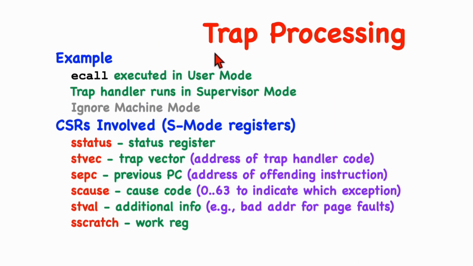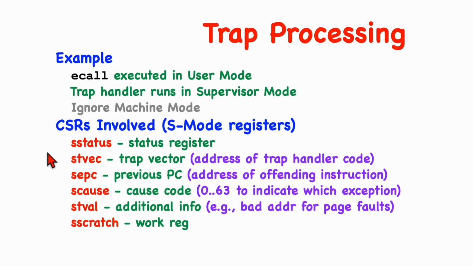In order to describe trap processing, I want to look at a particular example. So let's assume that we've got some code executing in user mode and it wants to do a system call. So it will execute an ecall instruction. We'll assume the trap handler runs in supervisor mode and we'll ignore machine mode altogether. This is the sort of setup that I described earlier. Machine mode is only used during initialization, and we've got an operating system kernel running in supervisor mode.